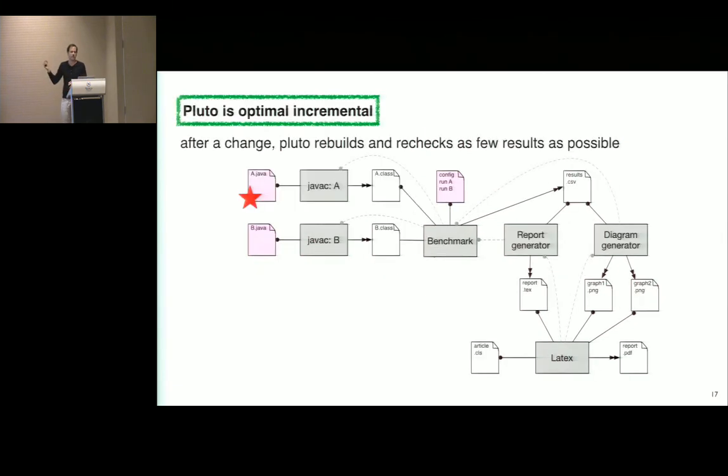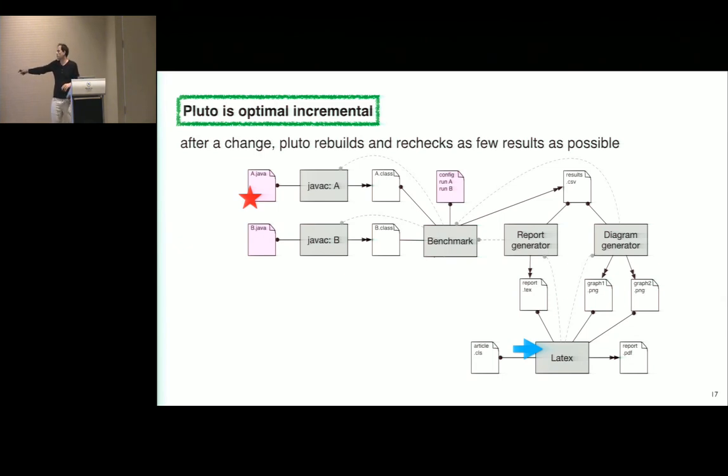All right, before I mentioned that Pluto is optimal incremental, and I want to illustrate on top of this example how the rebuilding algorithm actually works. So let's say we have changed the source file a.java. And let's also say the user requires an up-to-date PDF report of the benchmarking results. So we're going to start down there at the LaTeX builder.